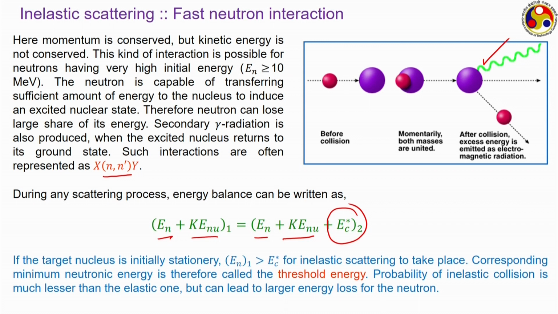While inelastic scattering is much rarer compared to the elastic scattering, it is a process during which a much larger amount of energy can get lost. But as we have mentioned earlier, it requires neutrons of very high energy.